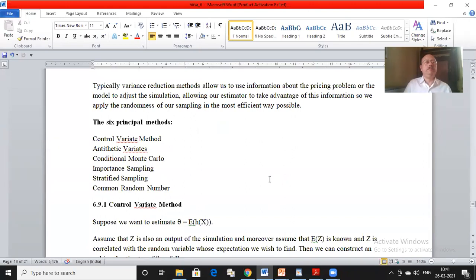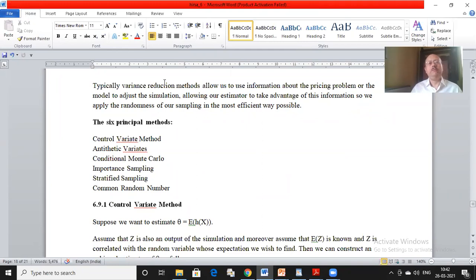Typically, the variance reduction methods work in the following way: we use information about the pricing problem or the model to adjust our simulation strategy. So we do not do simulation without any restriction. We try to put reasonable restrictions on the simulation, or do the simulation in a certain way. We get the same capital N many samples, but how we get them is the trick.